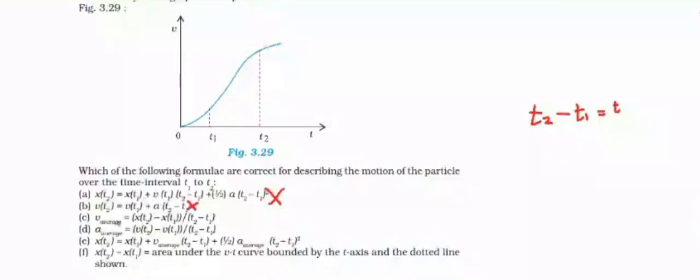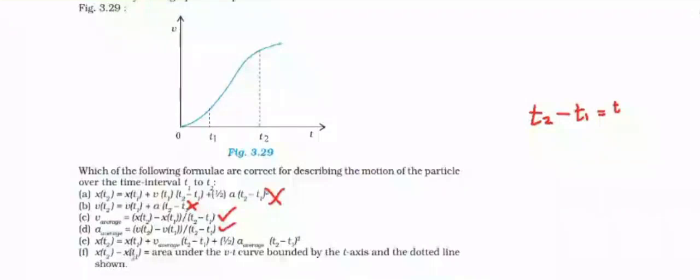Now, part C, v average is equal to (x2 minus x1) divided by t. Average velocity is equal to total displacement divided by total time. It is applicable for all kinds of motion. Then next, part D, a average is equal to (v minus u) divided by t. Average acceleration is v minus u by t. Average velocity we can calculate, so that is possible.